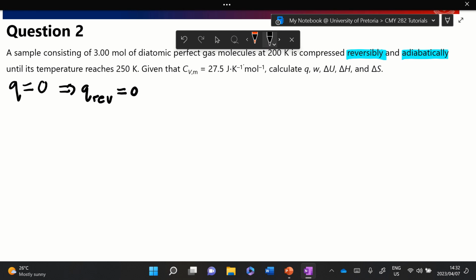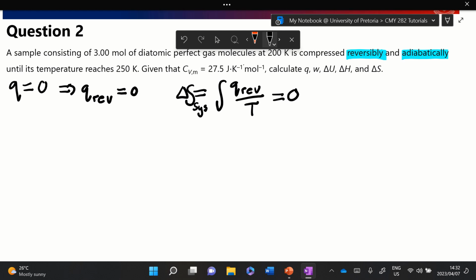And then we remember something very important about reversible heat, and that is actually the formal definition of entropy. So the entropy of our system is equal to the integral of reversible heat over T. And if that heat is 0, that means our system's entropy change is 0.